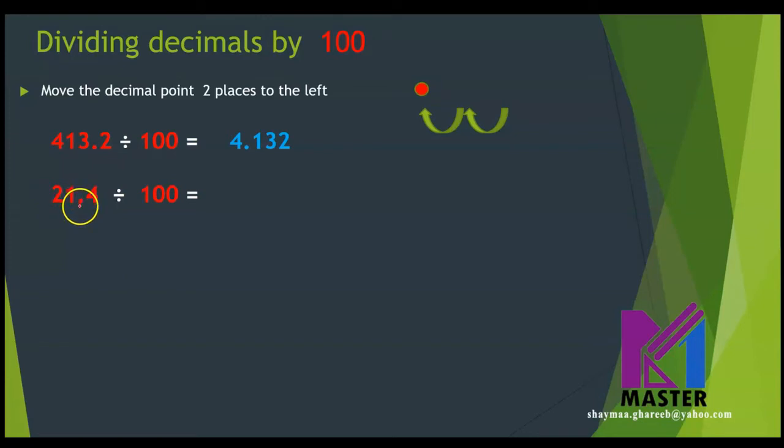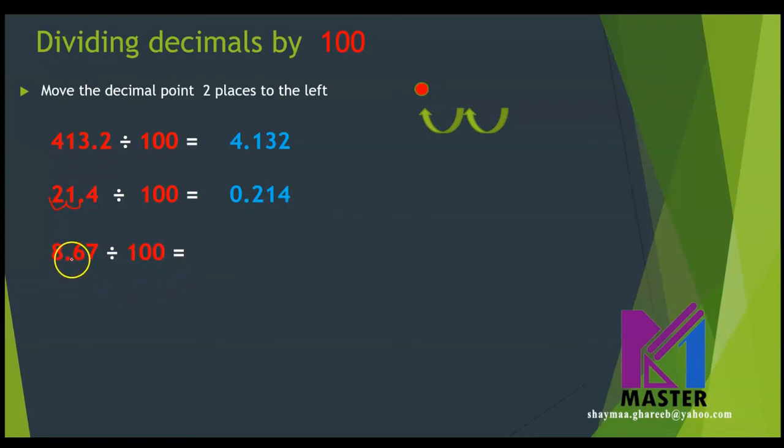So 1, 2. And we said we don't start a number by a decimal point, so we have to put 0 in the ones place, then we write our decimal point, then the number. So it will be 0.214.